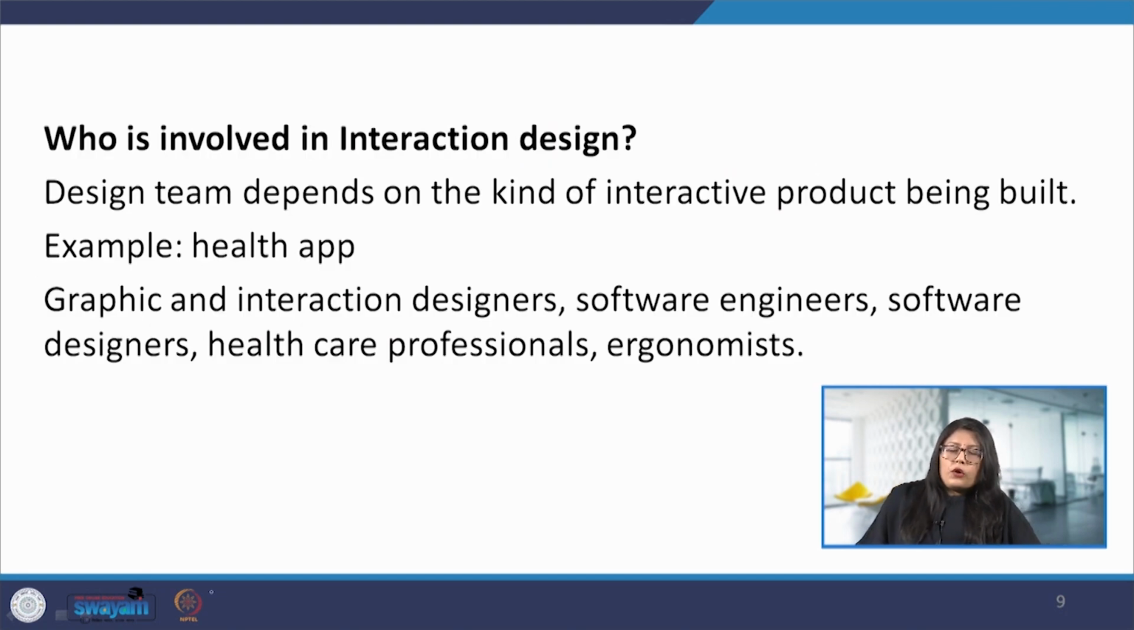So, who is involved in interaction design? Who are those people who come up with these interactive products and services?